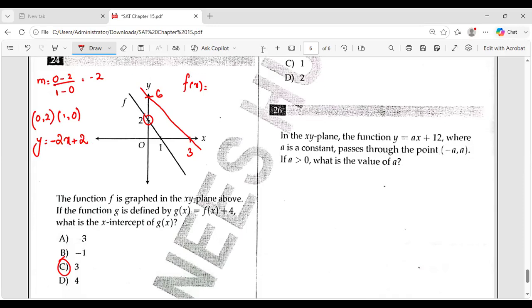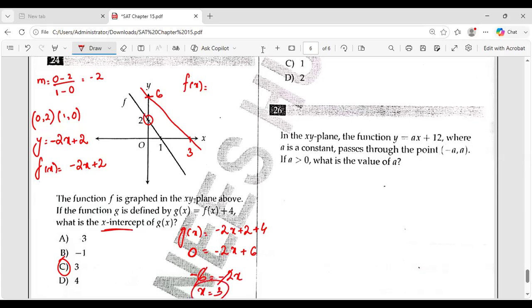All right. So now this is for f(x). So f(x) is equal to minus 2x plus 2. What about the g(x)? Minus 2x plus 2 plus 4, minus 2x plus 6. Now this is talking about the x-intercept. So I know that at the x-intercept y is equivalent to 0. We shift this to the right hand side. Minus 6 is equal to minus 2x. Minus 2 and minus 6 just cancel out. X is equal to 3.